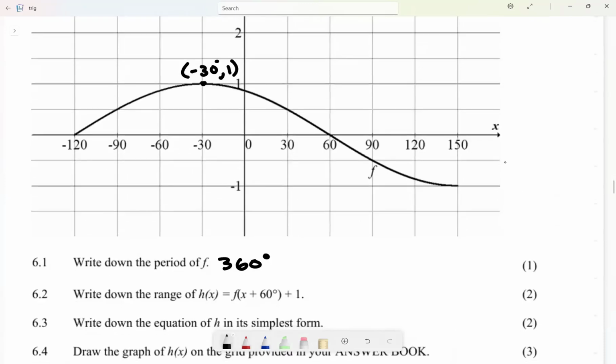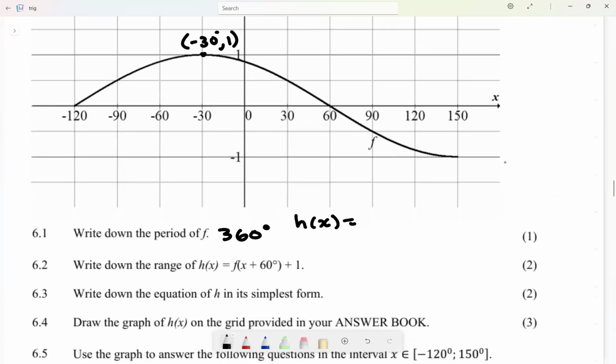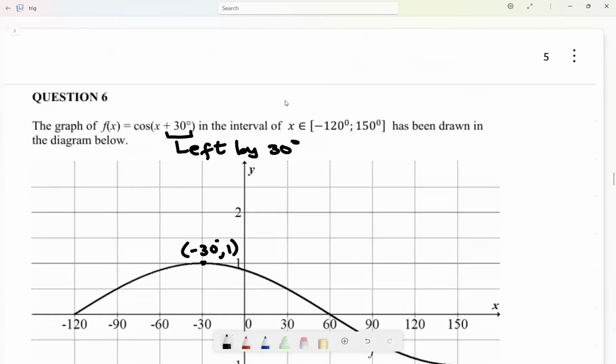So by doing this, what is f of x? We're going to say h of x is equal to, let's substitute f of x. It tells me on the graph of f of x, where I see x, I need to add 6. So I know the graph that I have there, rather the cos, is cos of x plus 30 degrees. I get what I originally have.